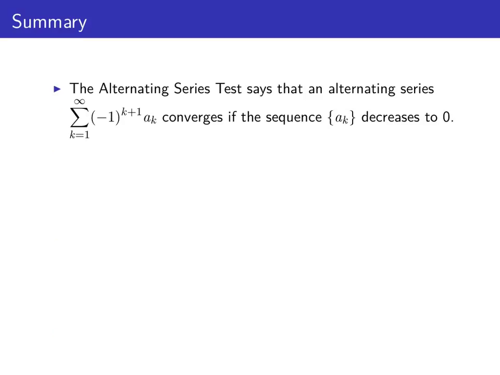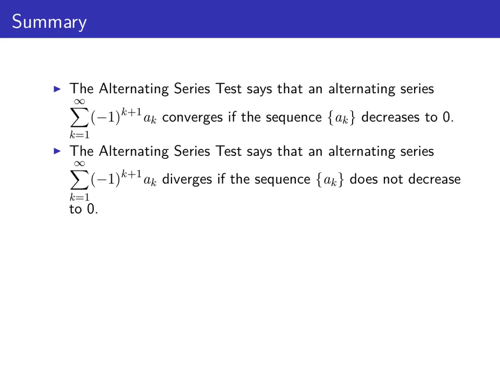So let's summarize. The alternating series test says that the alternating series sum of (-1)^(k+1) a sub k converges if the sequence of the positive terms a sub k decreases to 0. The alternating series test also says that the alternating series diverges if the sequence of positive terms a sub k does not decrease to 0.